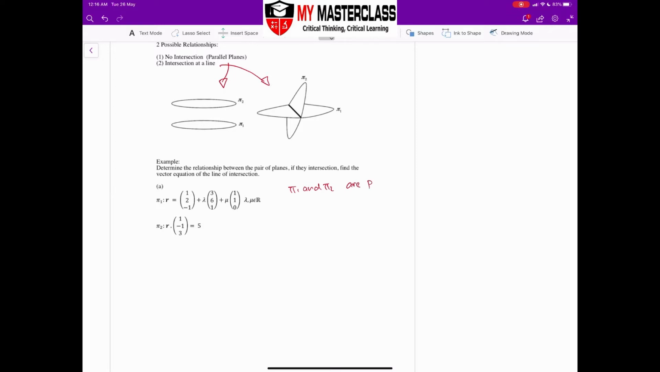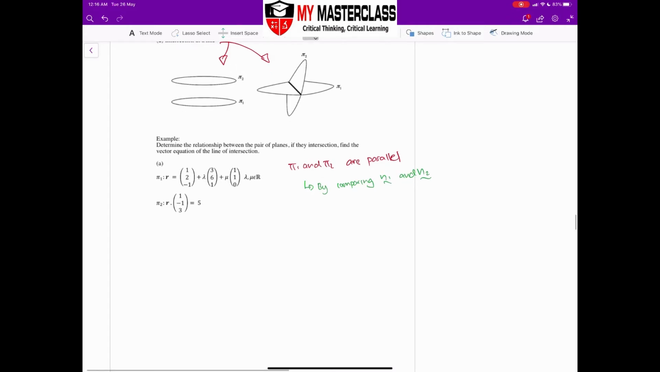What you need to do is convert your plane 1 to scalar product form. Then, by comparing your n1, which is the normal of plane 1, and the normal of plane 2, if they are scalar multiples of each other, or they are the same, or they are just opposite of each other, essentially it simply means that the planes are parallel. So this one is parallel. Just quickly pause the video, try doing it to see whether you can prove that these two planes are parallel.